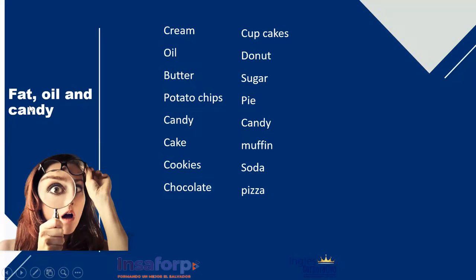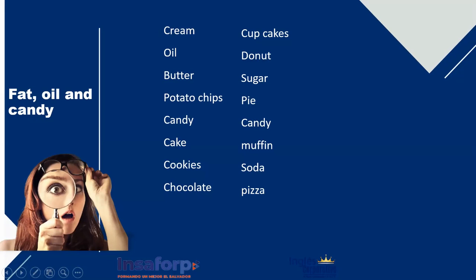Let's see another. Vamos a ver. Fat, oil, and candy. Food vocabulary. En este grupo de grasas, aceites y dulces están los siguientes: cream, oil, butter, potato chip, candy, cake, cookies, chocolate, cupcakes, donut, sugar, pie, muffins, soda, and pizza. Do you like all of them?